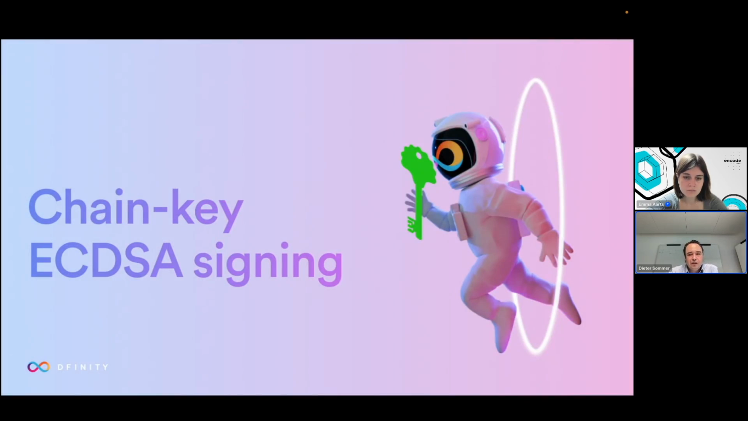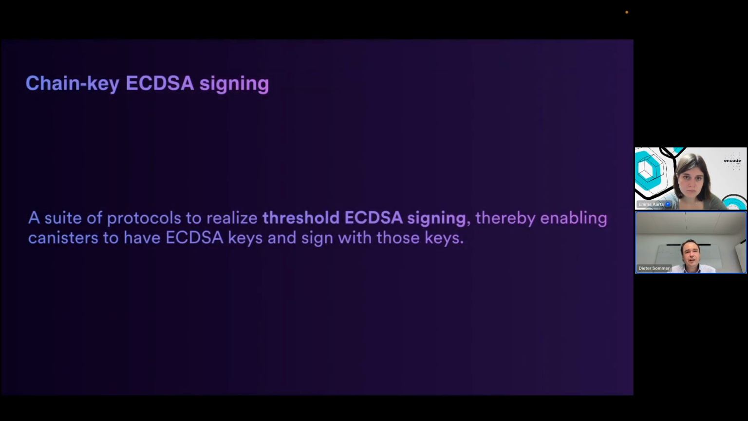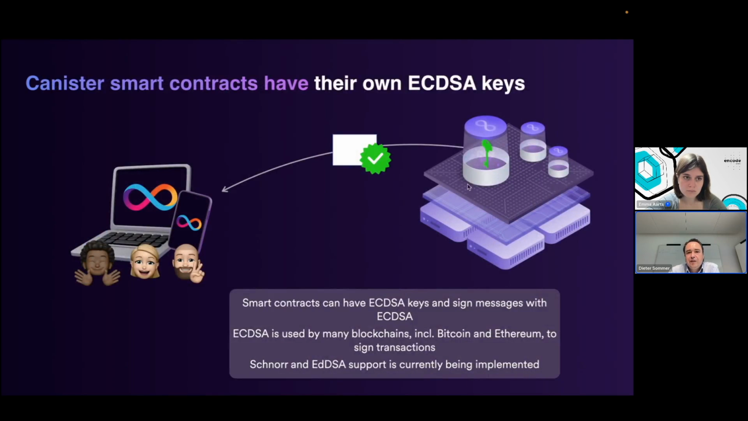And now, after this brief introduction, let me go into the first key building block, Chain-key ECDSA signing. So Chain-key ECDSA signing is a suite of protocols to realize threshold ECDSA signing, which enables canisters to have ECDSA keys and sign with those keys. So this is really crucial. So to show it graphically here, a canister smart contract on ICP now can have an ECDSA key. And with this ECDSA key, it can sign transactions to other blockchain networks. And with the upcoming Schnorr and EdDSA, essentially all other blockchain networks are supported from the cryptographic point of view.